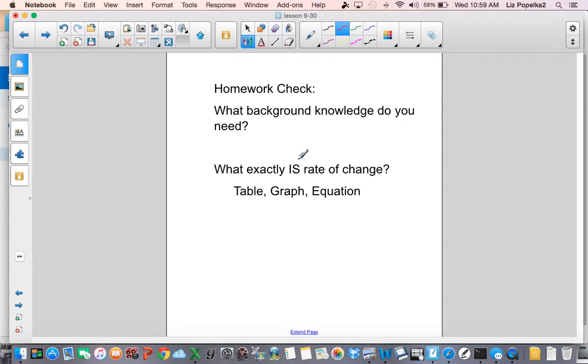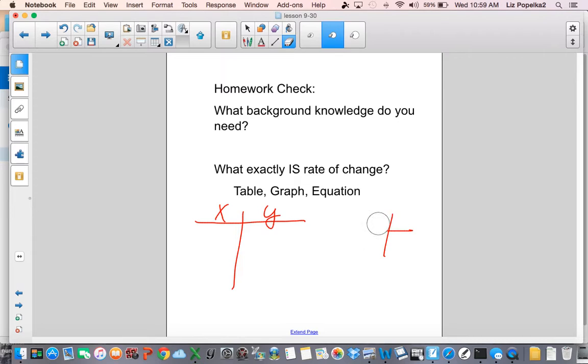The first thing we need to talk about is what exactly is a rate of change. And I'm just going to give you a quick reminder. Remember that when you have a table, your x value is going to be here on the left, for example. Your y value is going to be here on the right. Sometimes you will see your x value at the top of a table, y value at the bottom of a table if it's a horizontal table instead of a vertical table.